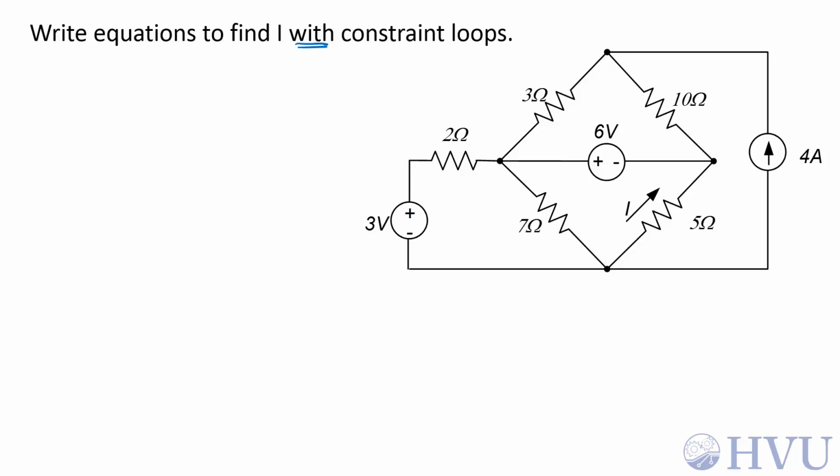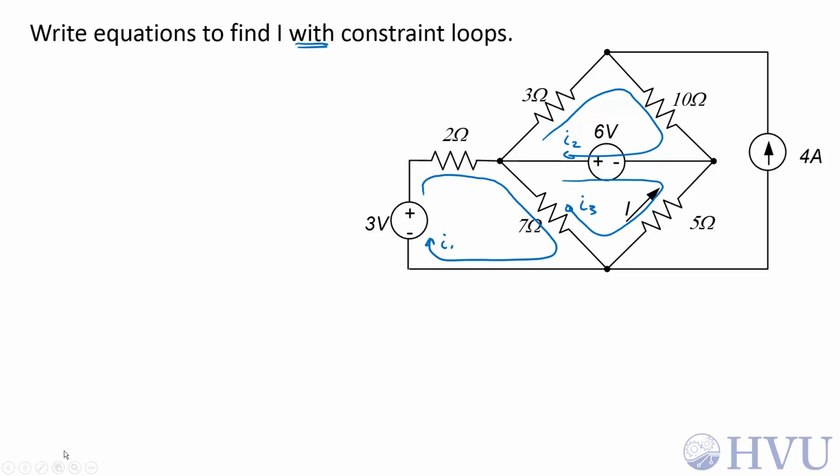currents, which are my unknowns, will go around the perimeters of those areas. If I do that for this circuit, I'll end up with a mesh loop that goes around this area. I'll call that I1. A mesh loop that goes around this area, I'll call that one I2. And a mesh loop that goes around this area, I'll call that I3.